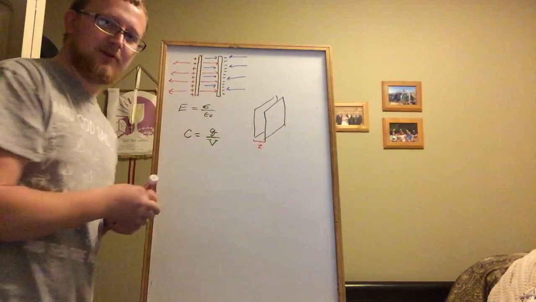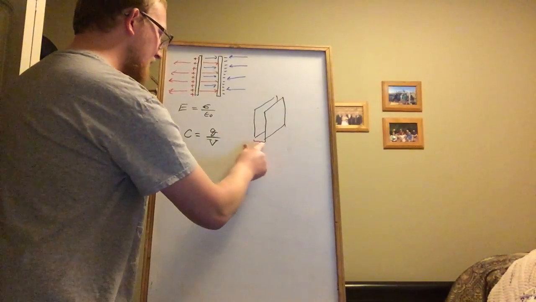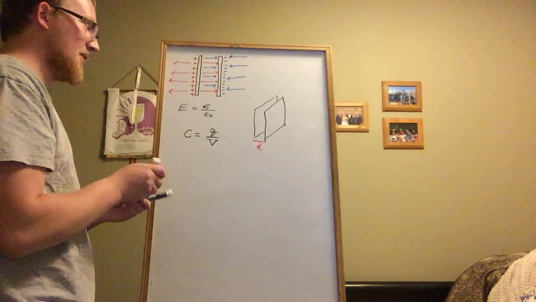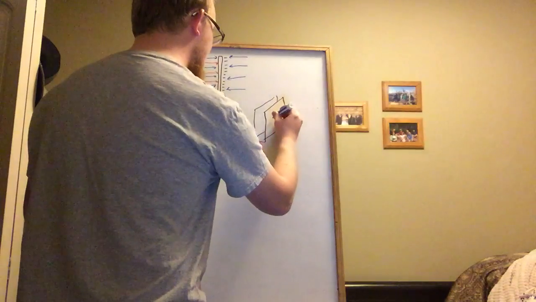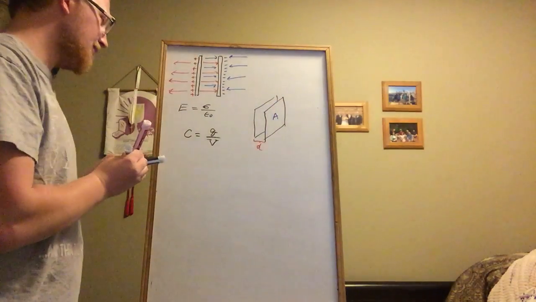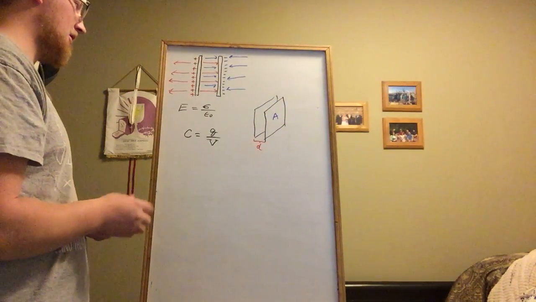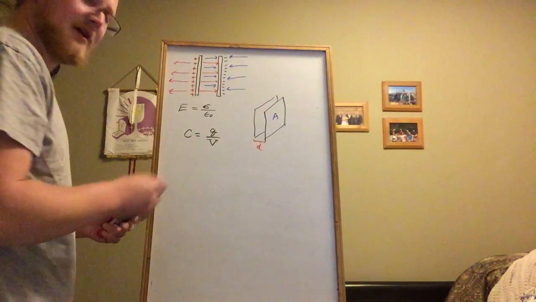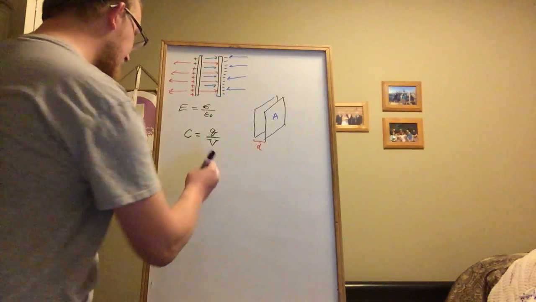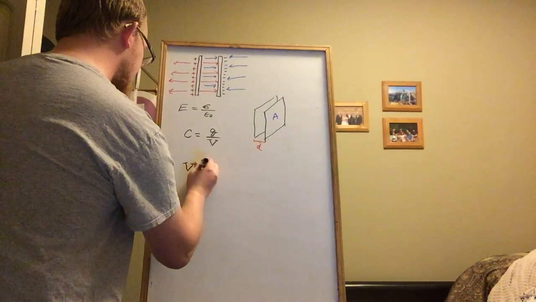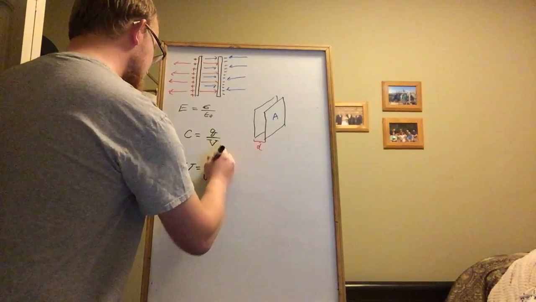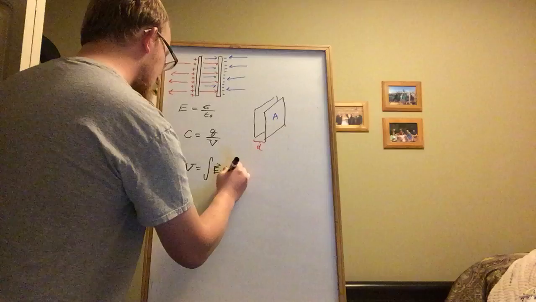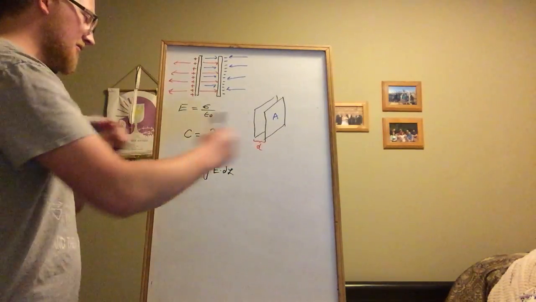I'm going to call the distance between the two plates D. And I'm going to call the area of one of the plates A. And so let's see if we can write charge in terms of any of these and also voltage. So if you'll recall, half of Faraday's equation says that V equals the line integral of the electric field dotted with some length of line.